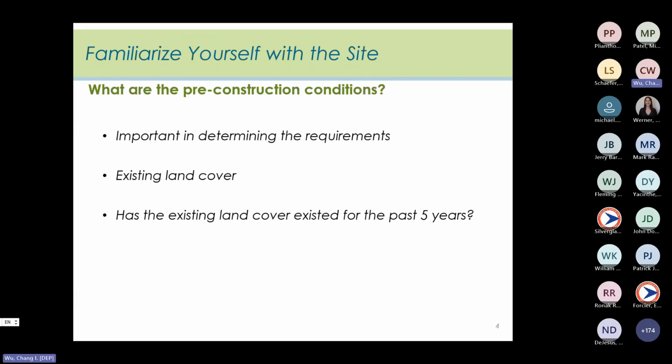In order to check the disturbance, the increase of regulated motor vehicle surface, and the regulated impervious surface, we need to check the land covers of the pre-construction condition and the proposed condition, and also the scope of disturbance. So we will look at the existing land cover and ask, has the land cover existed for the past 5 years?